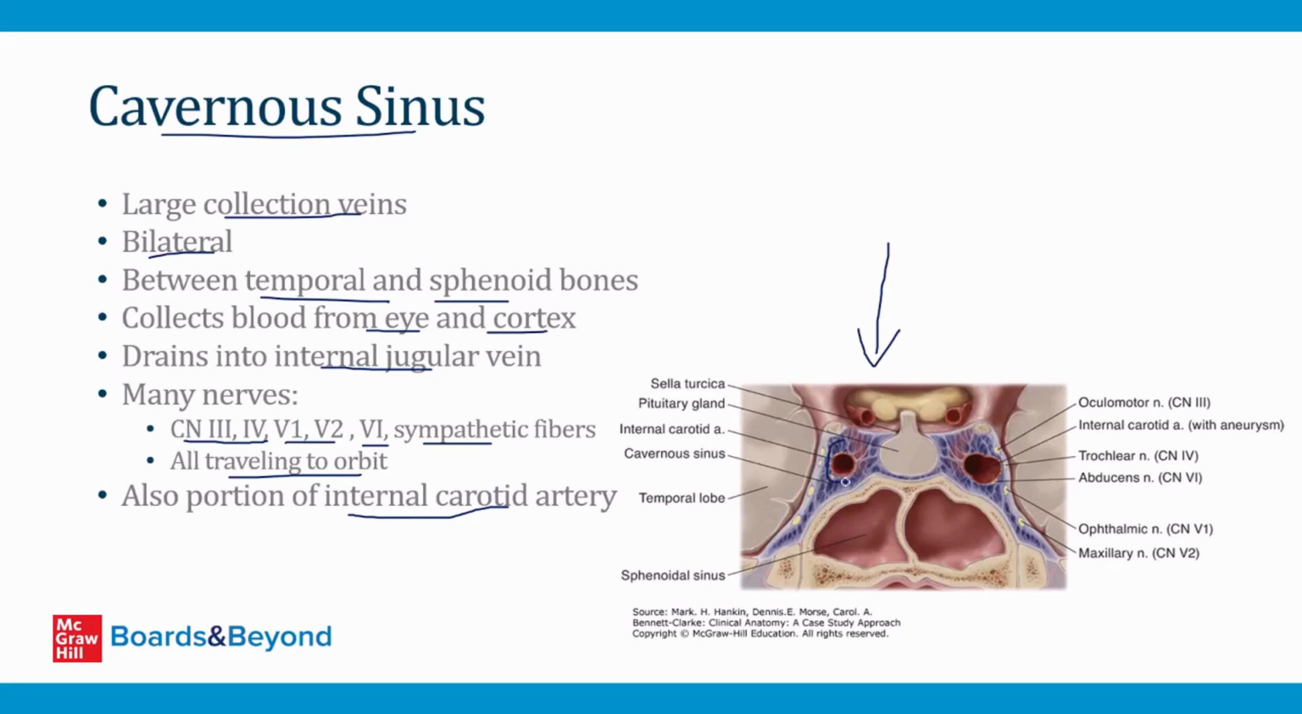So this might make more sense if you look at this picture on the slide here. This web of veins right here, that's the cavernous sinus. And you can see that right in the middle of it is a portion of the internal carotid artery. You can also see that there are all these nerves traveling right alongside this collection of veins, and those are the nerves that we talked about in this slide.